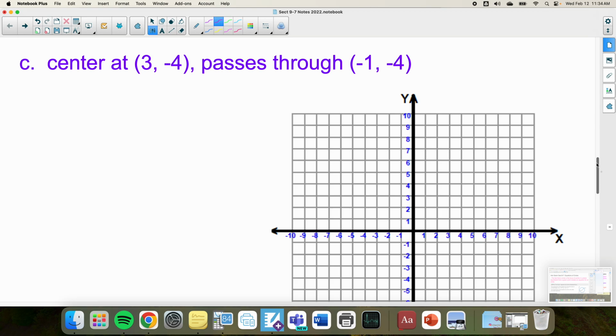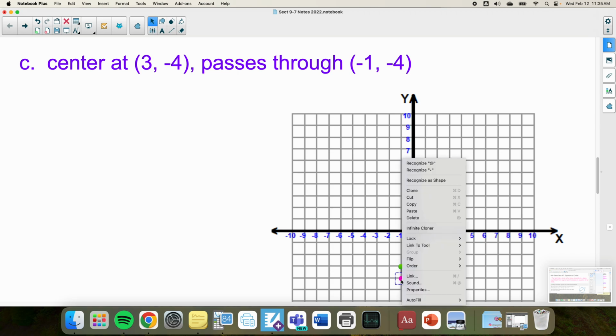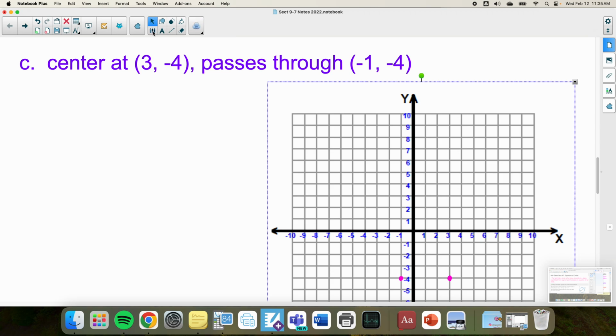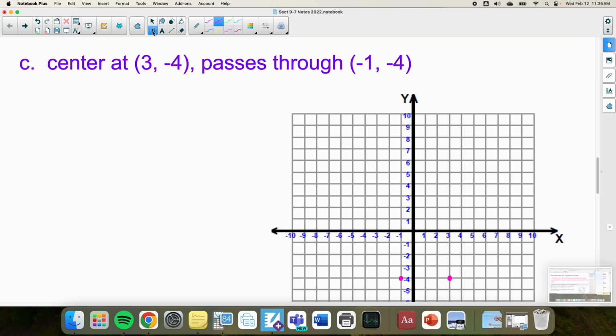Now, I'm going to be giving you some graph paper today, but there are times that they're going to tell you a center, and they're going to tell you another point on the circle. So if I was doing this one, it says that my center is over 3 down 4, right here. And then it goes through the point -1 down 4. Okay? Now again, my center is this one. My circle, this is a point on the circle.